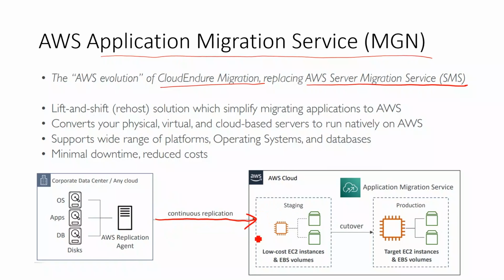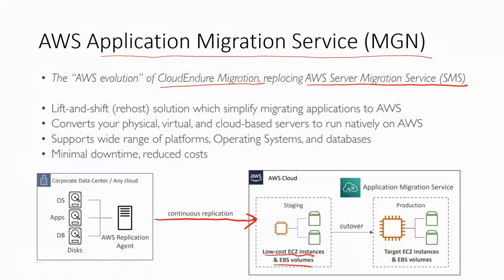So this is the staging area, because before deploying to production, you want to check whether everything is working or not. In the staging area, you use low cost EC2 instances and EBS volumes, because obviously you just want to test how this lift and shift operation is happening and whether it is working. So in the staging area, you do all this using low cost EC2 instances, for example T2 micro and such, and then you do a cutover to production.